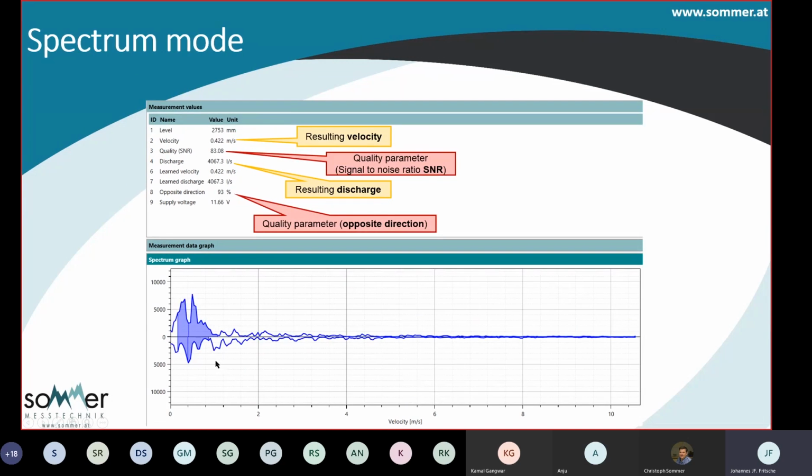On the other hand, a bad example, what you can see here: we have a flow velocity of 0.4. You see that the quality is still very high, so you would say this is a good measurement. What you also see is the opposite direction is extremely high, so this is an indication that something might be wrong. And again, looking at the spectrum, we see that the spectrum looks very bad, it's very rough and has a lot of noise. This tells us no, this is not a good measurement.